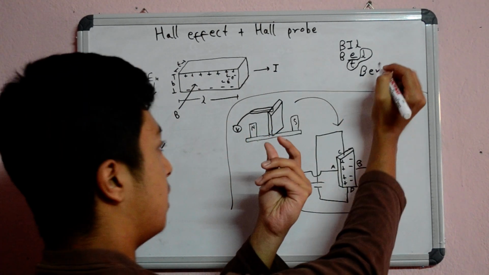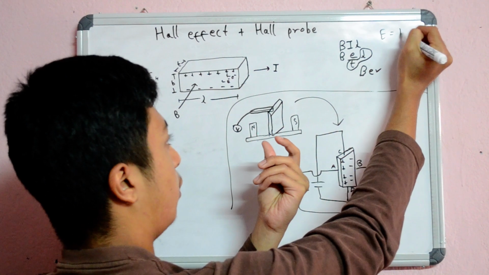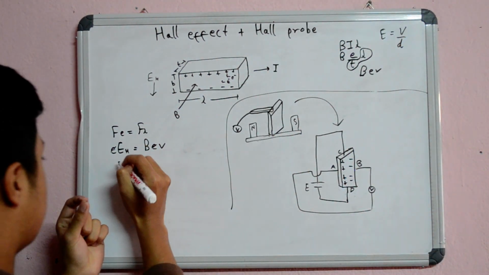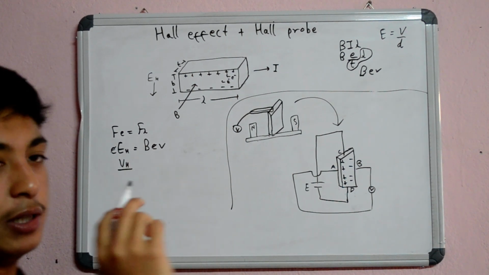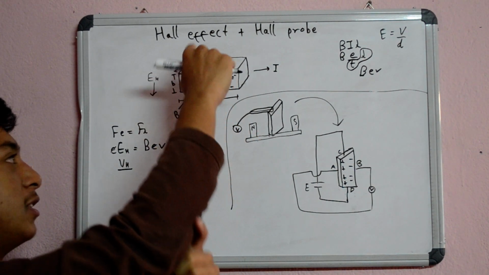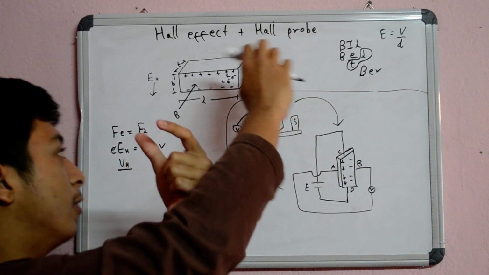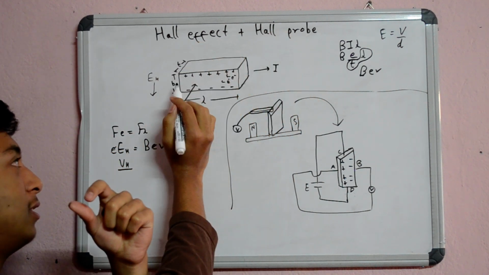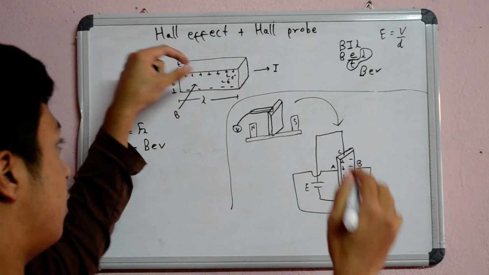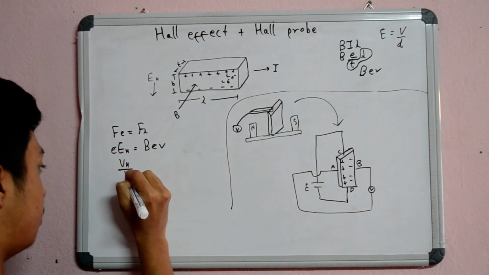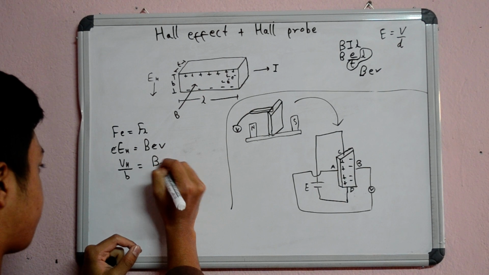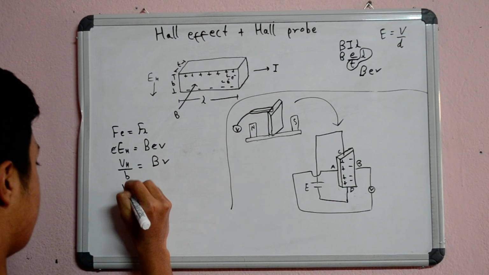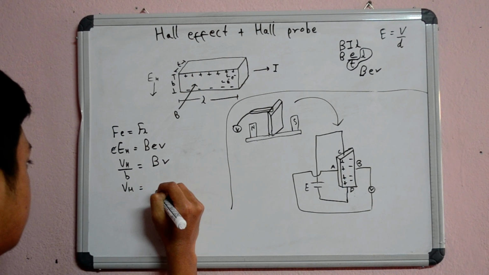And we know that the electric field is equal to the voltage divided by the distance between the plates. Now this is V_H by d, where the plates are the separation of positive charge and negative charge, separated by the distance of the breadth of this rectangular conductor. So d is the breadth b. Now B_H is equal to B.